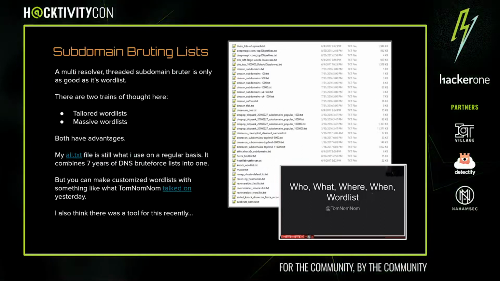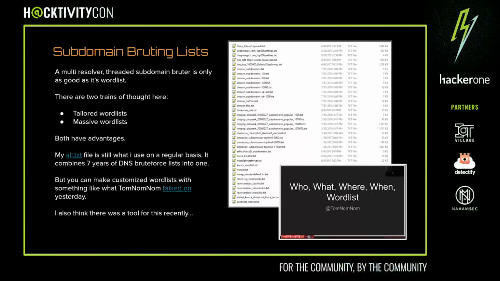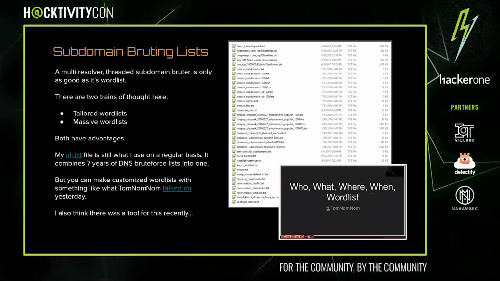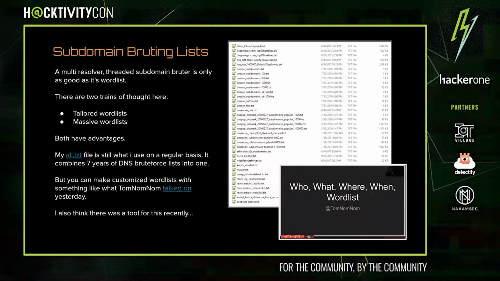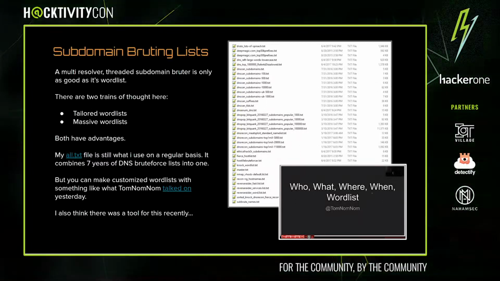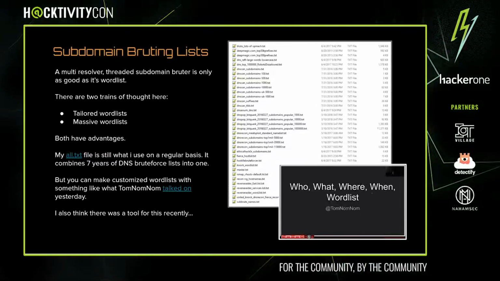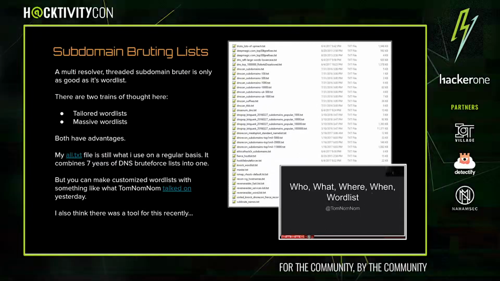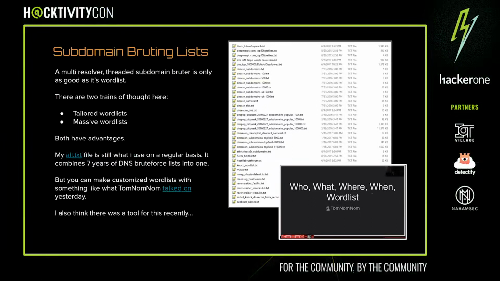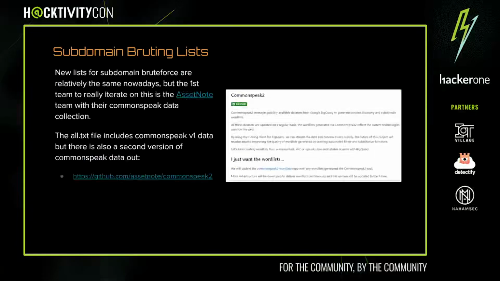So I use all.txt. I've released this before. It's my DNS file where I took all of the DNS keywords that all of these old tools had, and even newer research for subdomains had, and I put them all into one file and sort of uniqued them. So I use all.txt in my automation when I'm brute forcing for subdomains.